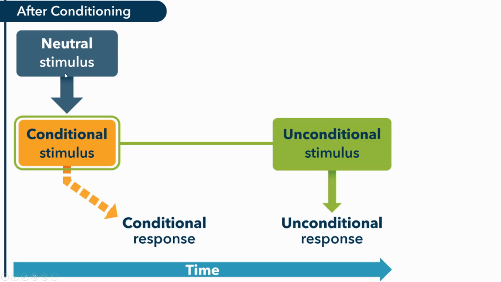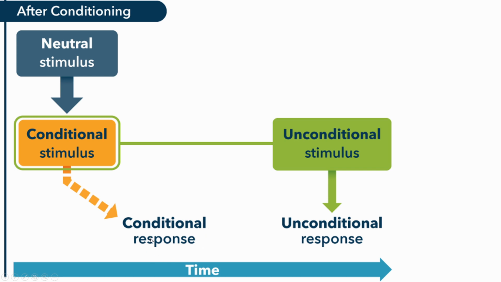And then after conditioning, our neutral stimulus is no longer neutral. Now it's a conditional stimulus. We've learned something about it. We've learned that there's an association between the conditional stimulus and the unconditional stimulus. And now, being presented with that unconditional stimulus will still lead to our unconditional response. So if you give a dog a plate of food, they're still going to salivate. But because they've learned that our conditional stimulus, our bell, is associated with food, when we ring the bell on its own, we're going to see a conditional response.